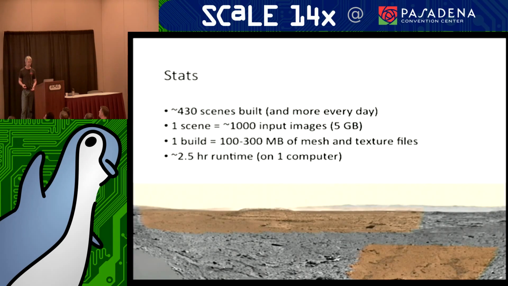A typical scene is about 1,000 images, about 5 gigabytes of data. And over the course of our processing, we'll crunch that into a couple hundred megabytes of mesh, and that process takes a couple hours running on a single node.